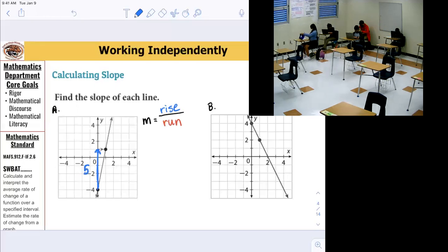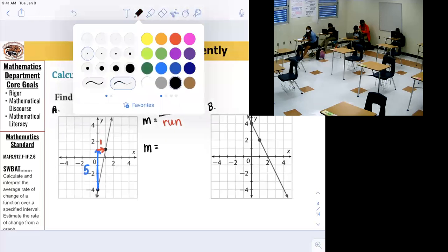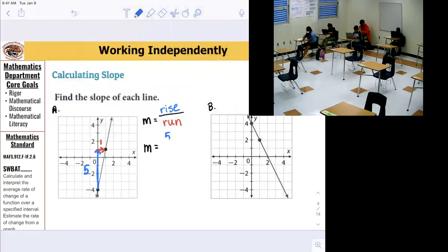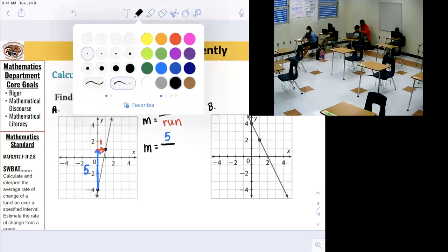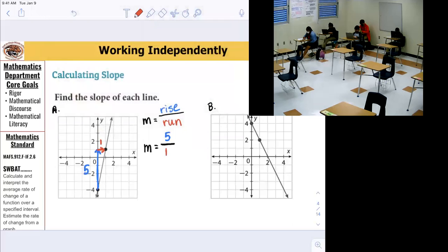5 units up. And then this arrow is pointing to the right. So how many units is that? 1. Good, just 1. Since I'm going up and to the right, are those numbers negative, positive? Positive. Yeah, they're all positive, because going up is positive, going to the right is positive. So both of them are positive. So I have 5 over 1, and 5 divided by 1 is just 5. So positive 5 is our answer for A.